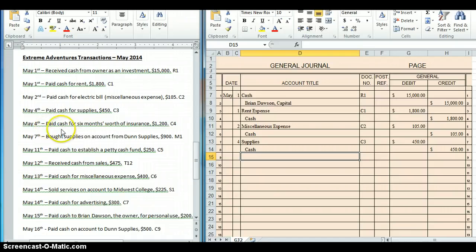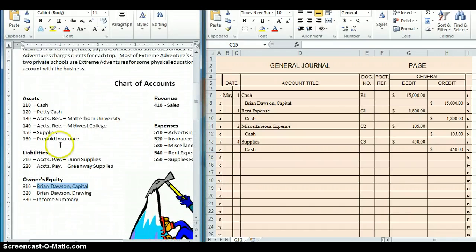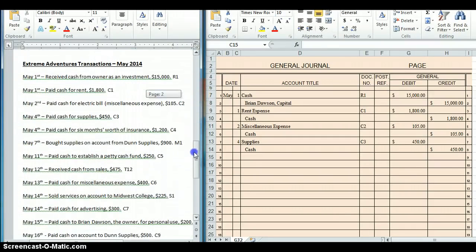Next one, paid cash for 6 months worth of insurance, $1,200. All right, I have two accounts that deal with insurance. One is called prepaid insurance, and it's an asset account. And the other one is called insurance expense, and it's obviously an expense account. So here's prepaid insurance, and insurance expense is right over here. I am going to work with the prepaid insurance on this one because since I am purchasing it, it is an asset. I haven't used it yet. The only time insurance becomes an expense is after I've used it. So for this particular transaction, we're going to use prepaid insurance.